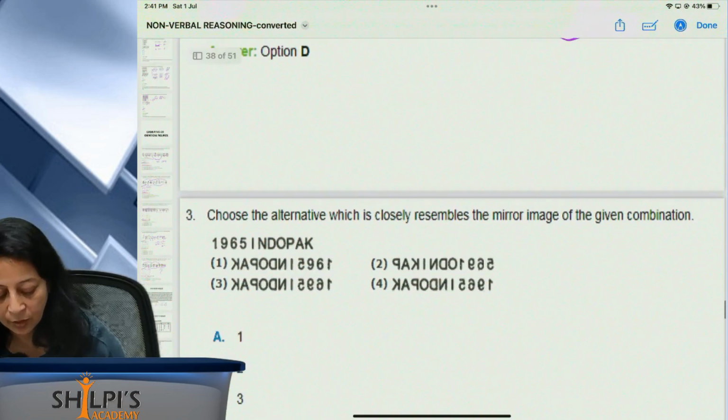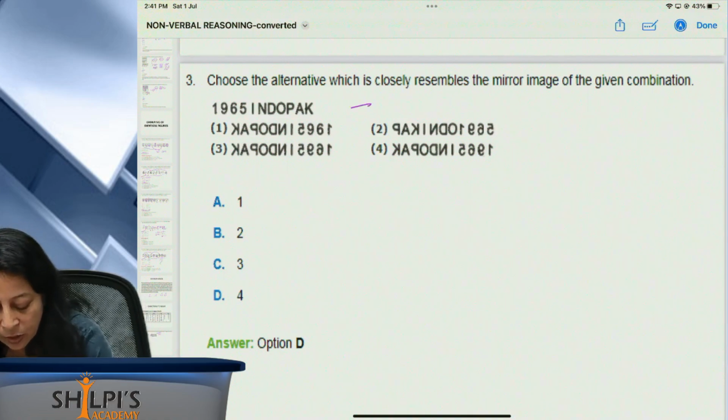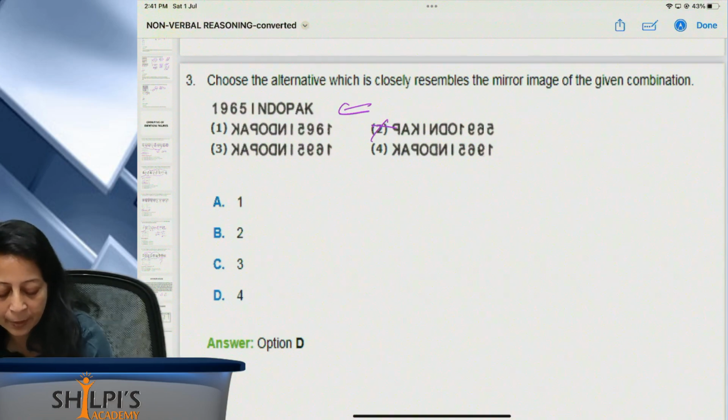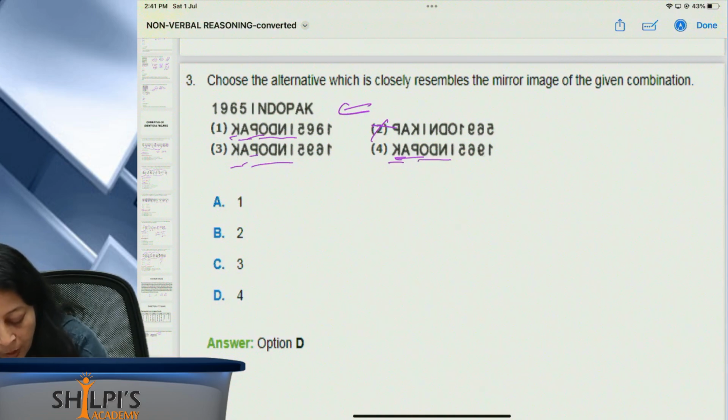Got it, students? This is how we have to find it out very easily and fast. Now the same thing, 1965 Indo Pak, so it has to go like this. First should be K, so this gets violated because it is starting with P. So this is perfect, this is perfect, this is perfect, then A, then P, and then OD, NI, then 5, 6, 9, 1.